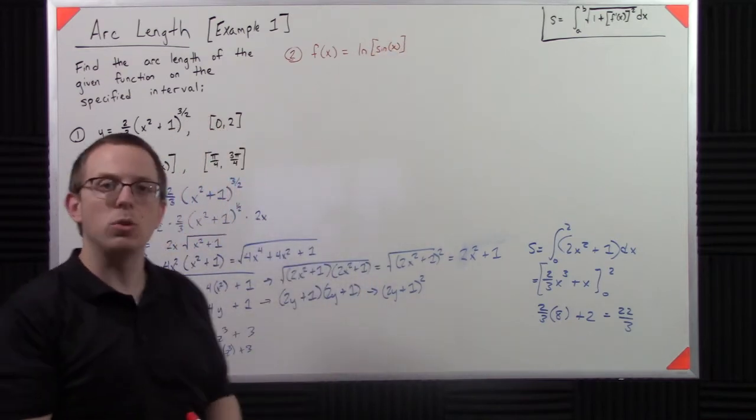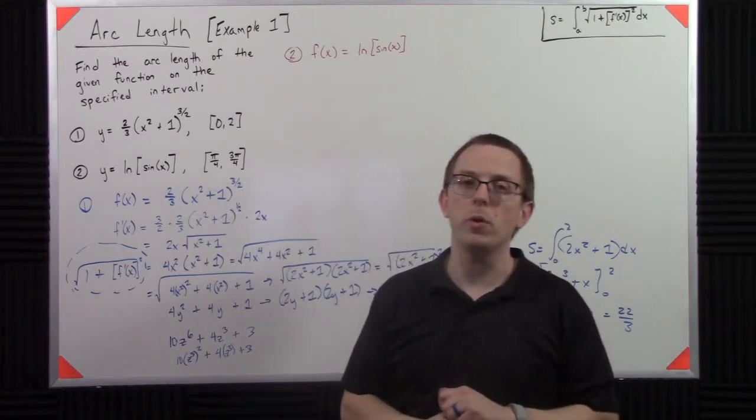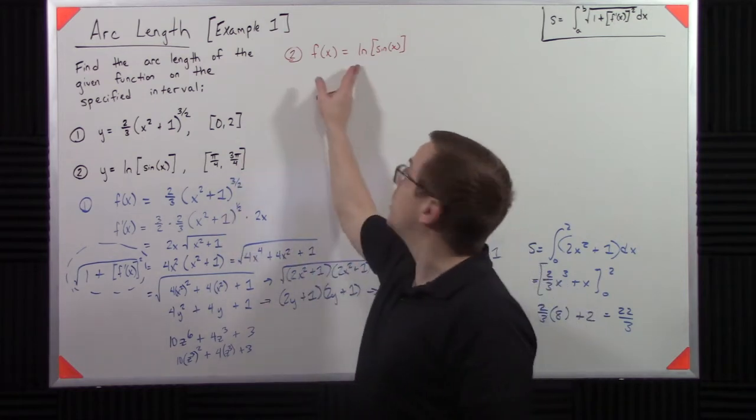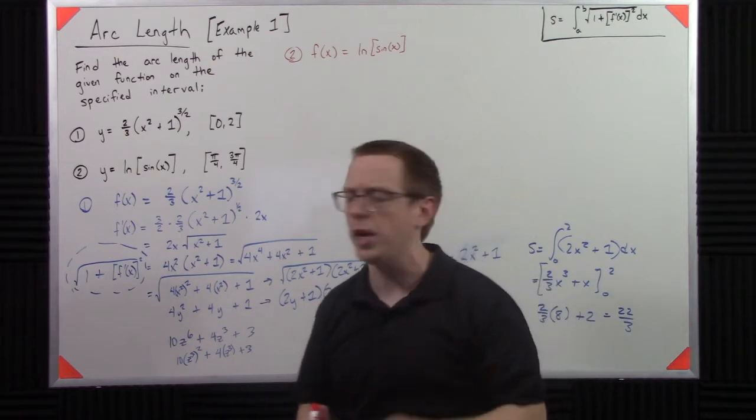f of x is natural log of sine of x. Now, one thing that's important to note here is that on our interval, pi over 4 to 3 pi over 4, sine is always positive. So we don't have an issue with the natural log here, right? We're in the domain. We don't have any problems. But it's always important to check.